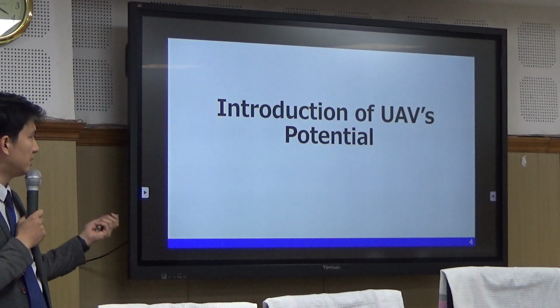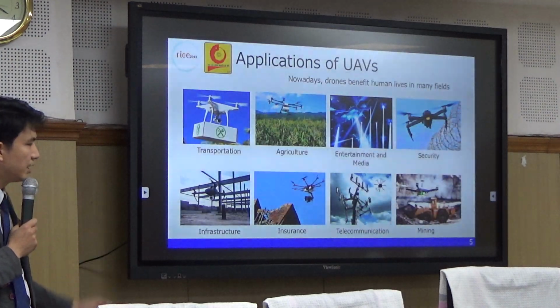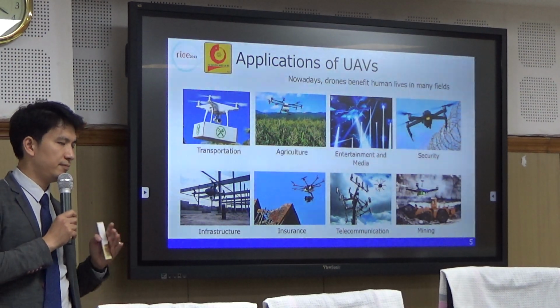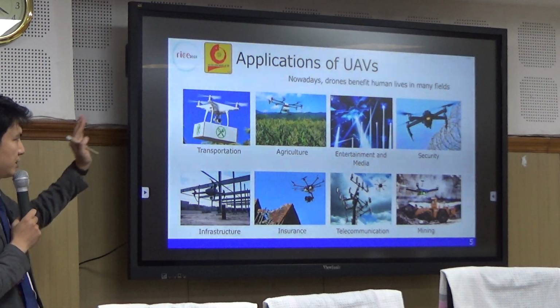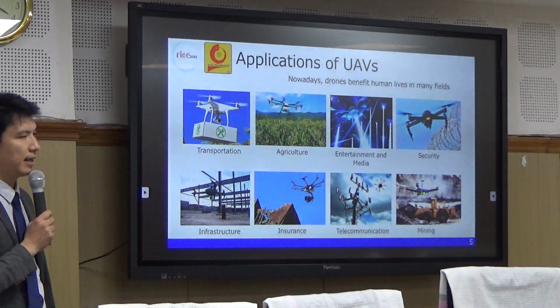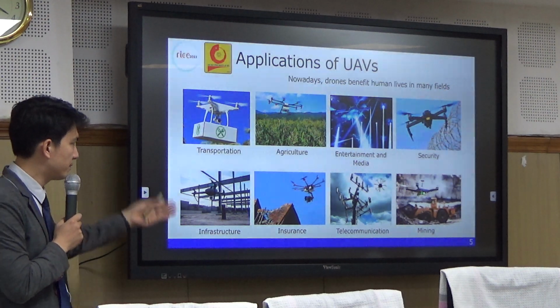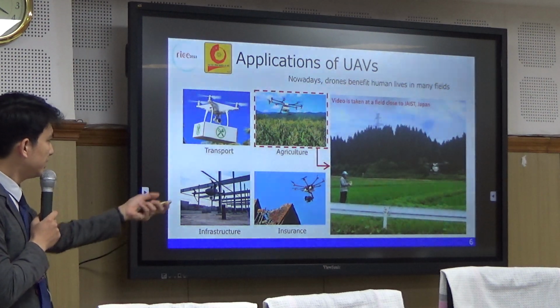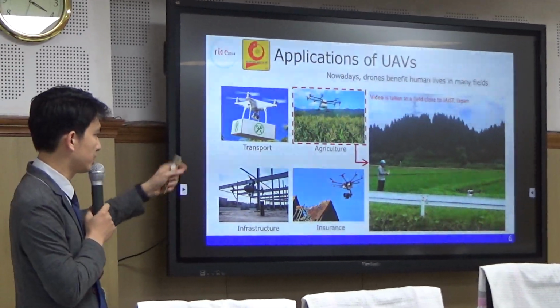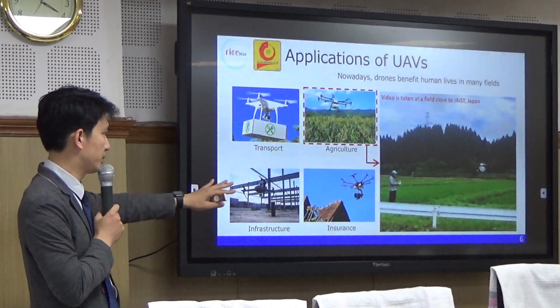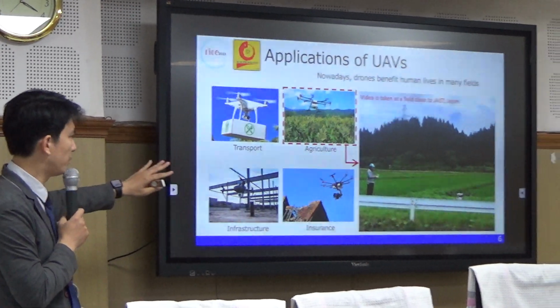Now, let's talk about the introduction of UAV. UAV stands for unmanned aerial vehicles. Nowadays, such drones have benefited many fields, from transportation to mining. This is a video from Japan. You can see that the drone is used for agriculture. So it becomes more and more popular.